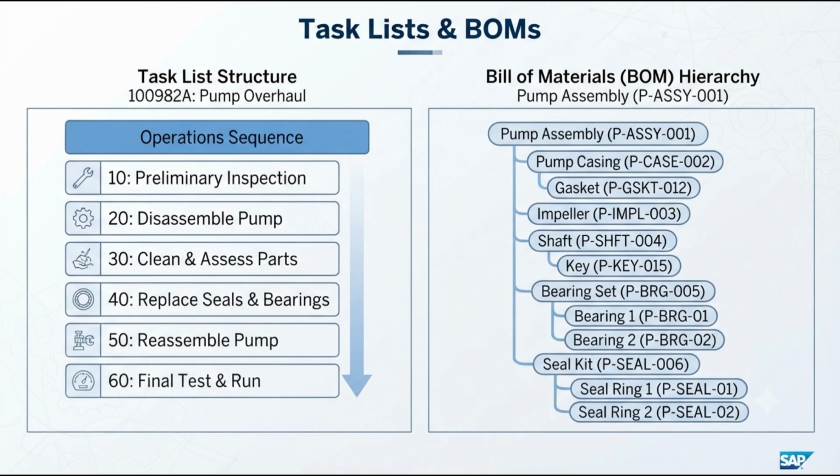Keeping task lists and BOMs accurate and up to date ensures that planners and technicians always work with the correct information. These two objects are essential for efficient preventive maintenance and for reducing the time needed to create high-quality work orders every day. SAP Plant Maintenance does not work in isolation.